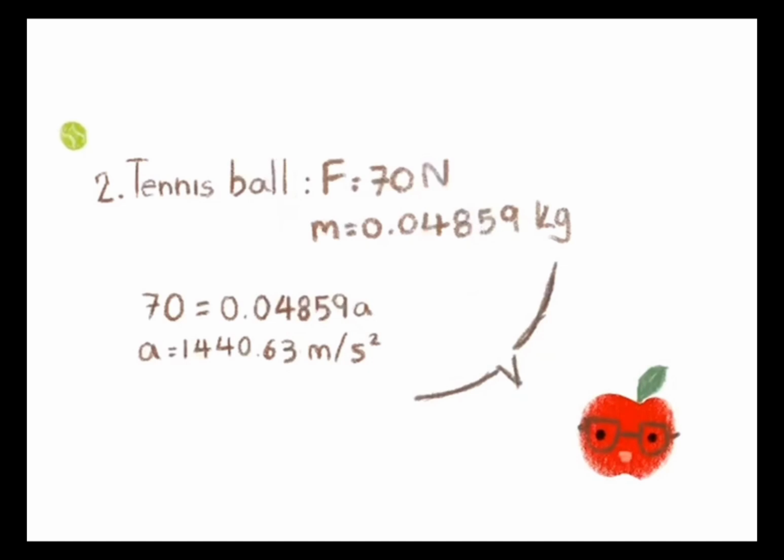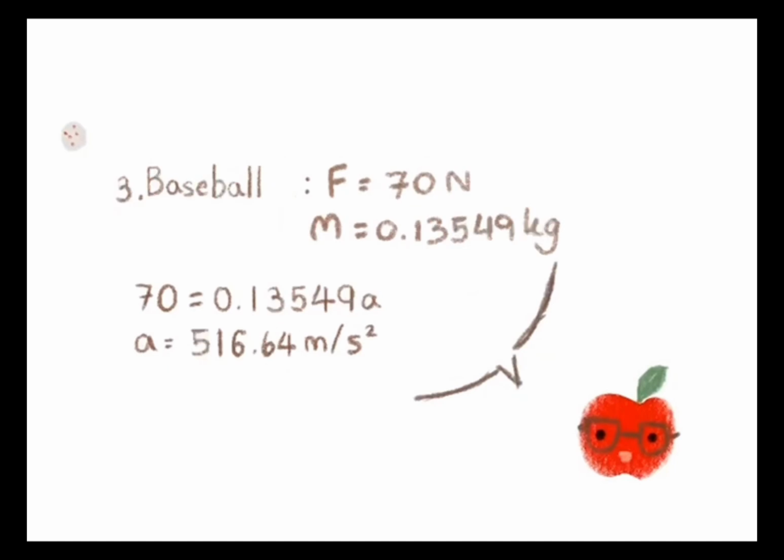Turning to the baseball, the mass is equal to 0.13549 kilograms. We then calculate the acceleration and get 516.64 meters per second squared. This proves that using Newton's second law, the acceleration decreases as the mass increases.